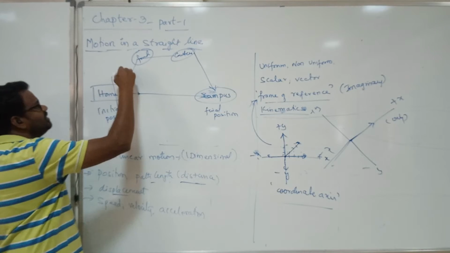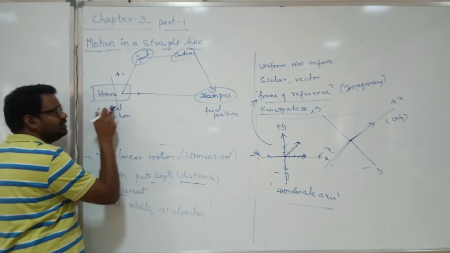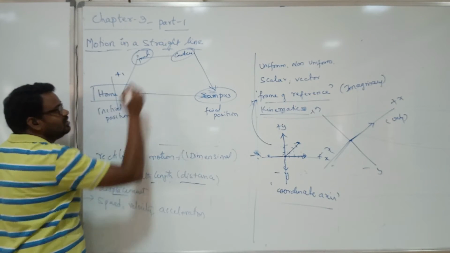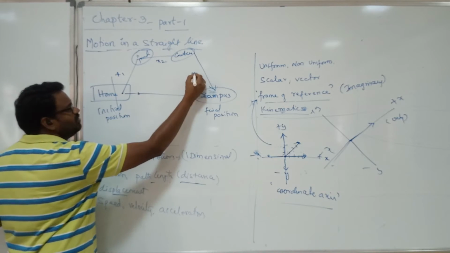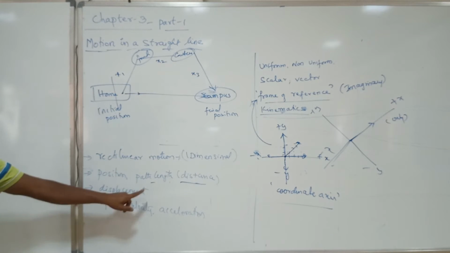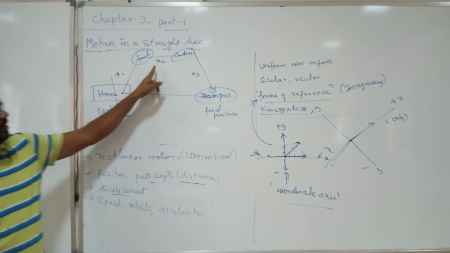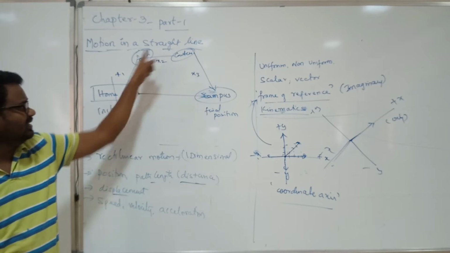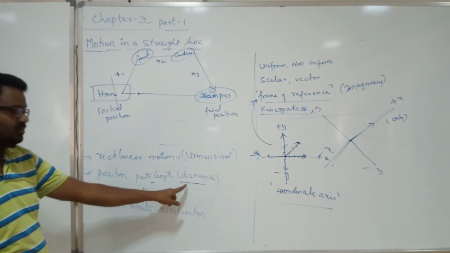Let me say this is some x1. From here to here it is x1. Initially you traveled x1 meters, then from here to here x2, and from here to here x3. Now what is the total distance traveled? It is the sum of x1 plus x2 plus x3.